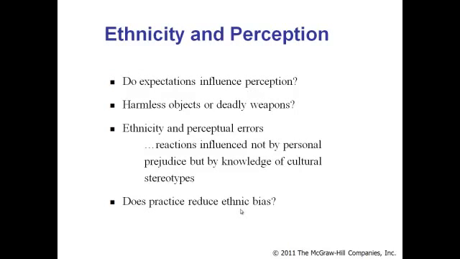Ethnicity might also play a role in terms of how we perceive the world around us. We have expectations that can influence our perception. You may have expectations about people of different ethnicities. If you're brought up a particular way, you may have predispositions about what to expect in the world around you. And you might make perceptual errors, not because you are personally prejudiced, but because you have an awareness of these stereotypes that exist in your culture.